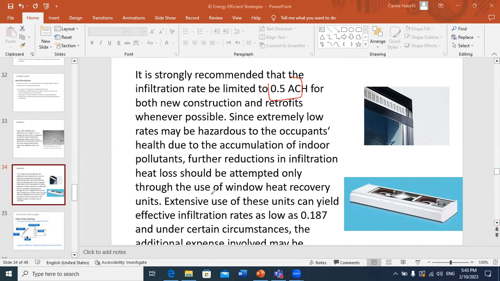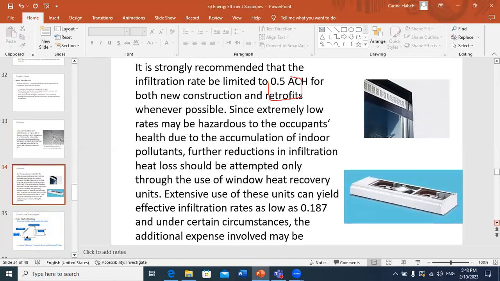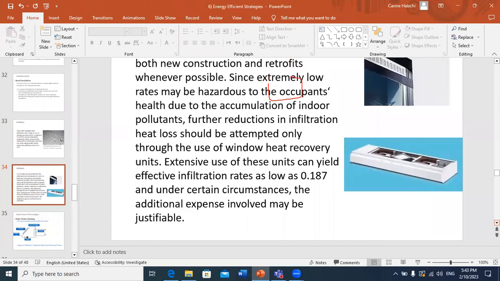Extensive use of these units can yield effective infiltration rates as low as 0.187, and under certain circumstances the additional expense involved may be justifiable. Okay, so it depends, as we mentioned. Always, we should do an economical analysis in parallel. If we can reduce the infiltration rate, the energy consumption will be reduced because we will reduce the heating and cooling loads. So it's good to implement strategies to reduce infiltration.